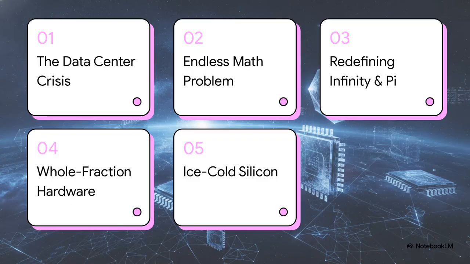Here is our roadmap for this explainer. 1. The data center crisis. 2. The problem with endless math. 3. Redefining infinity and pi. 4. The whole fraction hardware fix. And 5. The ice-cold silicon revolution.